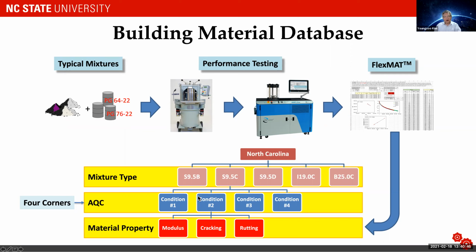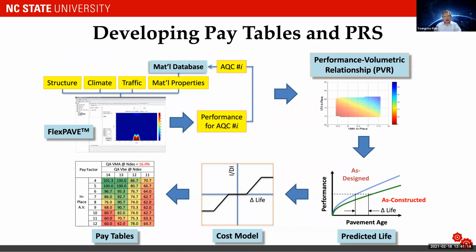Okay, so basically what we do is in North Carolina, there are different mixture categories. So in each mixture category, we identify some common mixtures, and then we run AMPT tests on 4 corners of those common mixtures and store modulus data, cracking data, and rutting data, and that becomes the local material database. Okay? And once you're ready to develop PRS, then now you have the pavement design here.